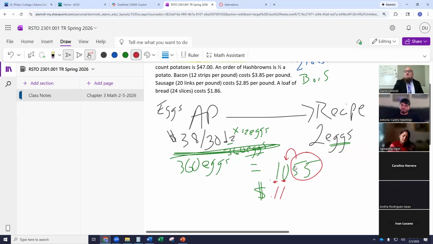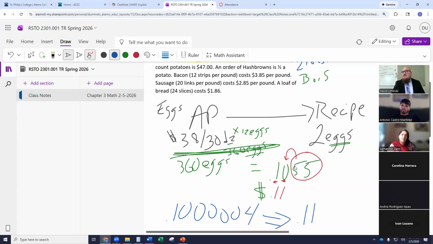Now this number could be, I'm going to do it in a different color so you can see it, 0.10000004, and we would still round it up to 11 cents. Any questions about that? Cool. You're going to get lots of practice with your project.